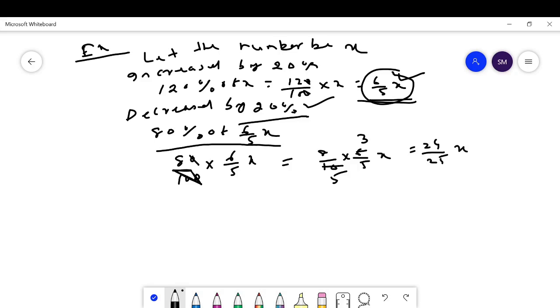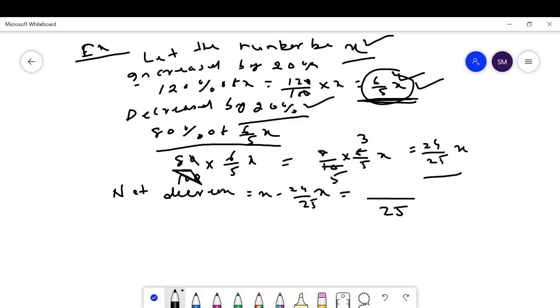Now the net decrease. The number is actually x. After increasing 20% it becomes 6 upon 5 x. Then after decreasing 20% it becomes this. Then the net decrease is equal to x minus 24 upon 25 x. Taking LCM, 25x minus 24x, which is equal to x upon 25.